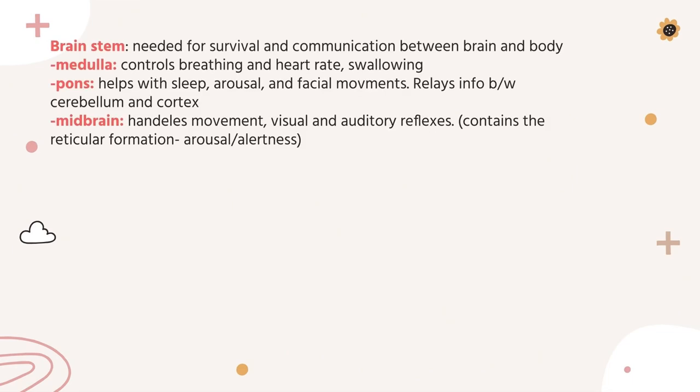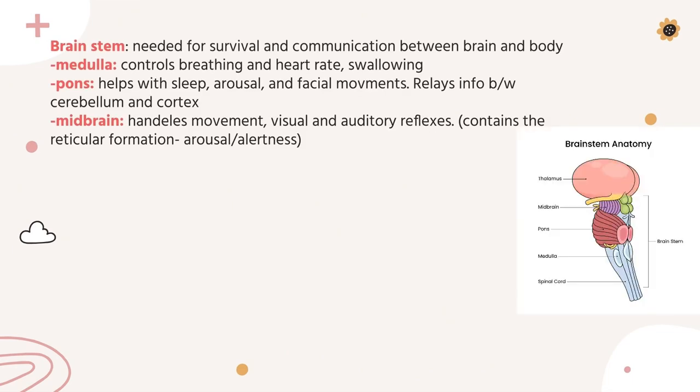Now, moving on to the brain. First off is the brainstem. It's needed for survival and communication between brain and body. It contains the medulla, which controls breathing, heart rate, and swallowing. The pons helps with sleep, arousal, and facial movements, and it relays info between the cerebellum and the cortex. The midbrain handles movement, visual and auditory reflexes. It contains the reticular formation, which is involved in arousal and alertness.